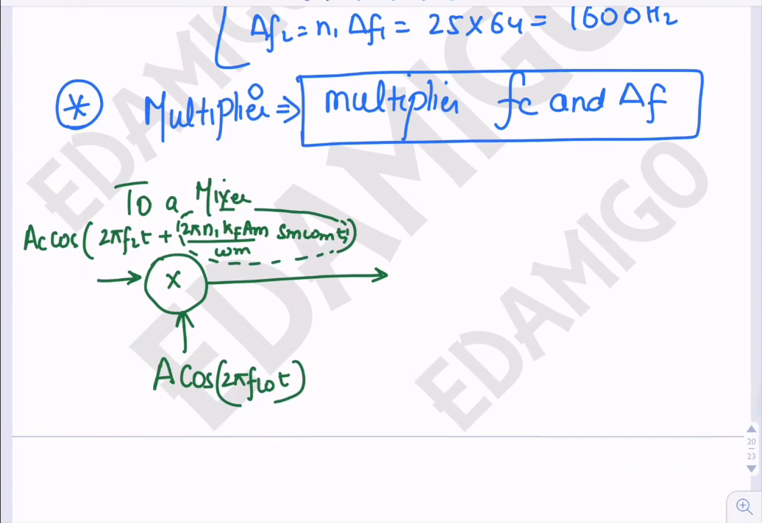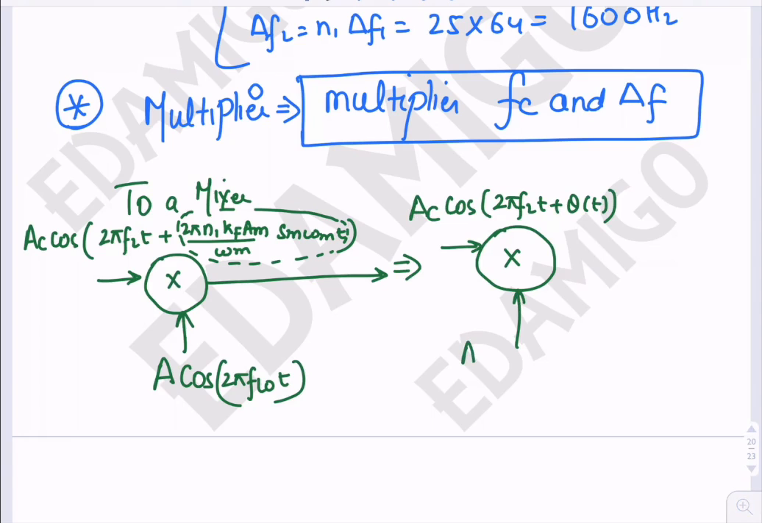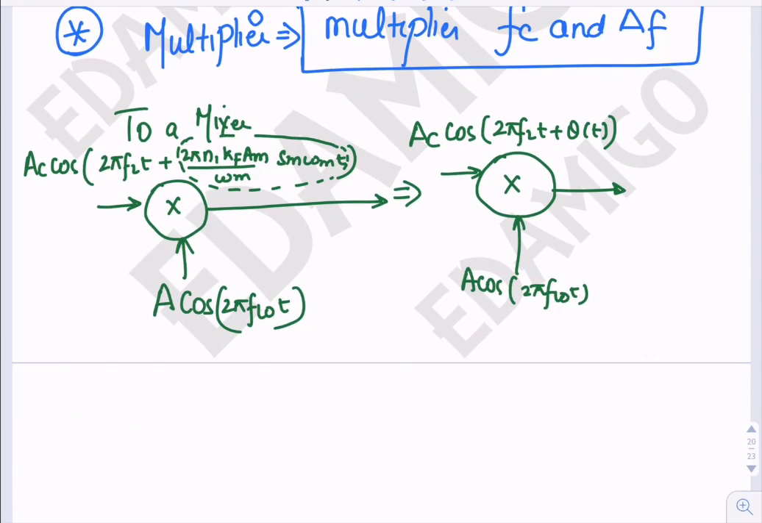So this can be written as, I'm just multiplying two signals. One signal is AC cos of 2 pi f2t plus theta t. Another signal is A cos 2 pi FLOT, and at the output we will get the product of these two, and the mixer has a band pass filter at the output, and then you will get the output.